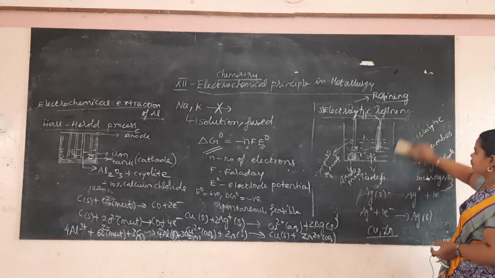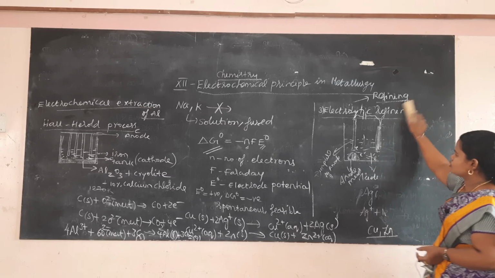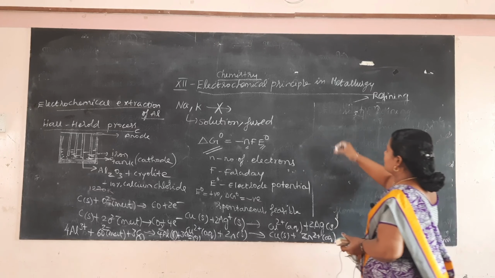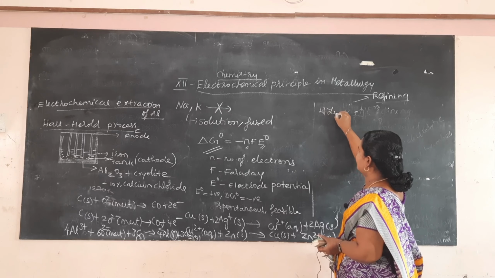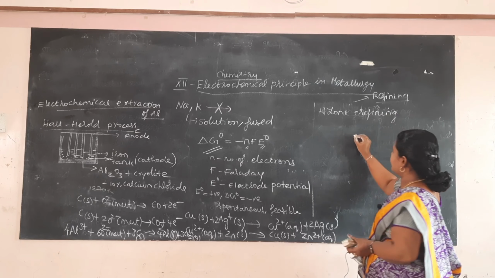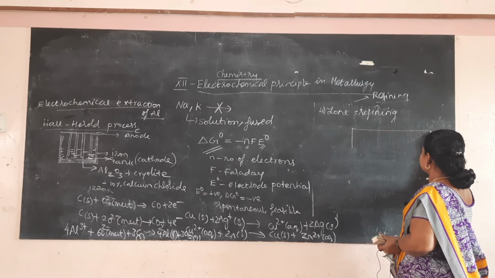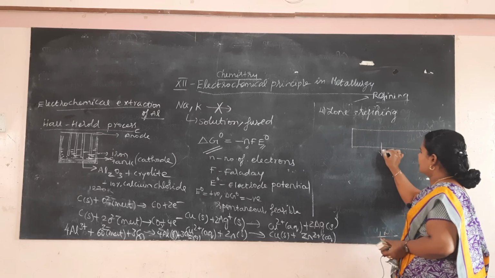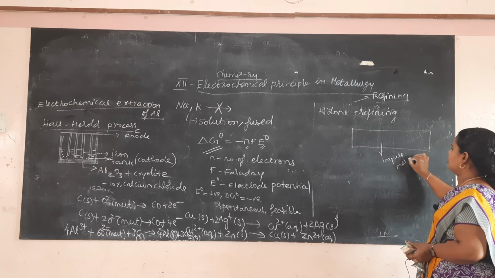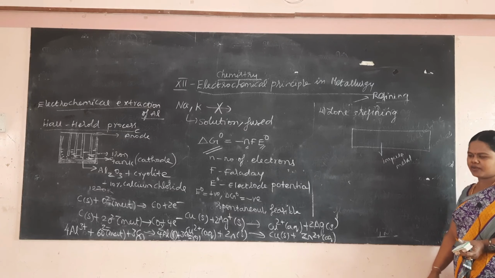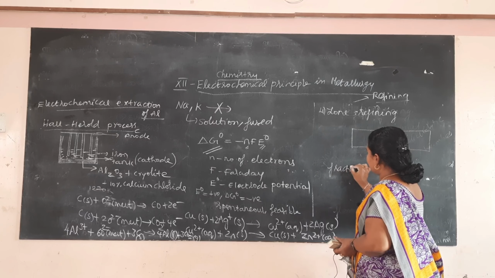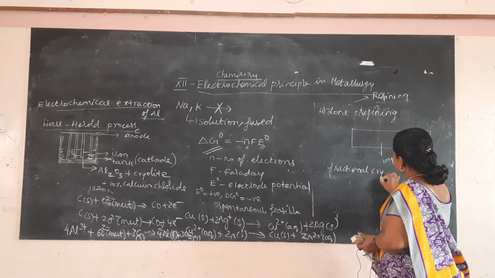The next one, zone refining. Here also there is no diagram for zone refining. Here the impure metal is taken as a rectangular bar. If you want, you can draw the diagram. The principle used is fractional crystallization.